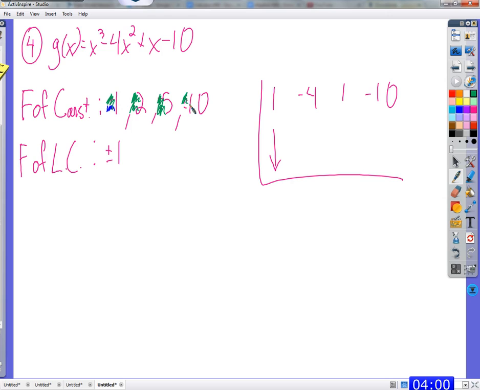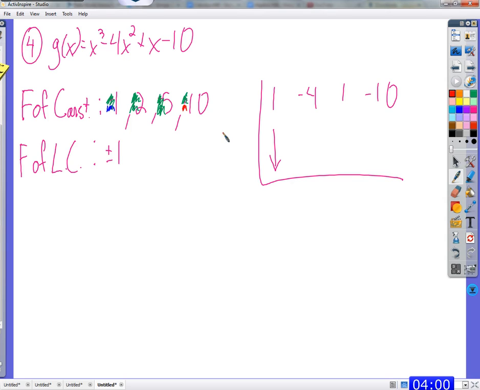Well, let's try negative 10, and then let's draw a conclusion. Okay? 1, 10, negative 14, 140, 141, negative 1,410. Okay, so we did it all. We made all of our guesses. Are there any other guesses we can make? From that list, no. This is, like I said, an exhaustive list. It's a list of all the possible what? Rational zeros. So this is a list of all the possible rational zeros.